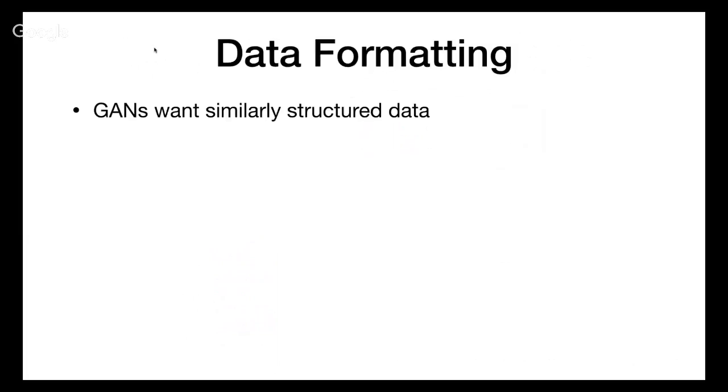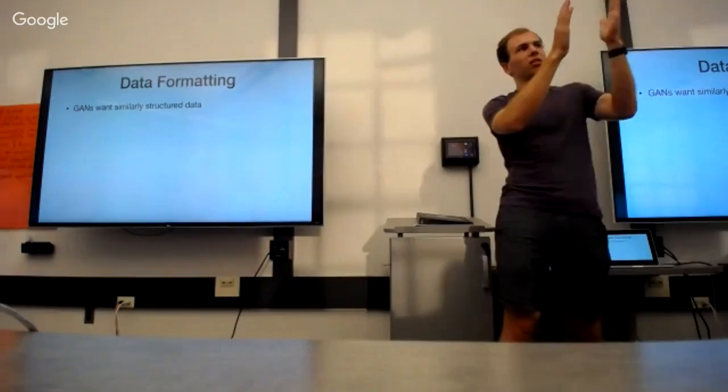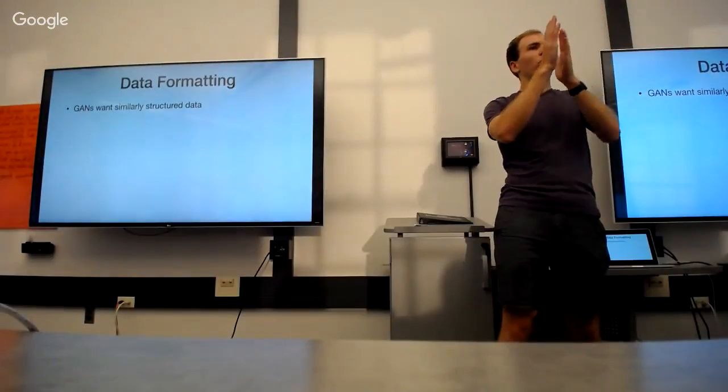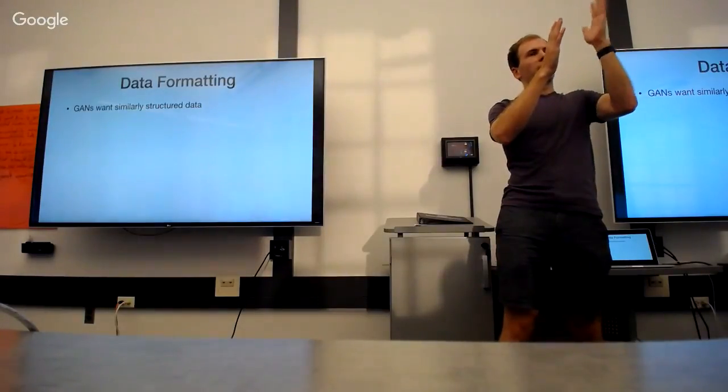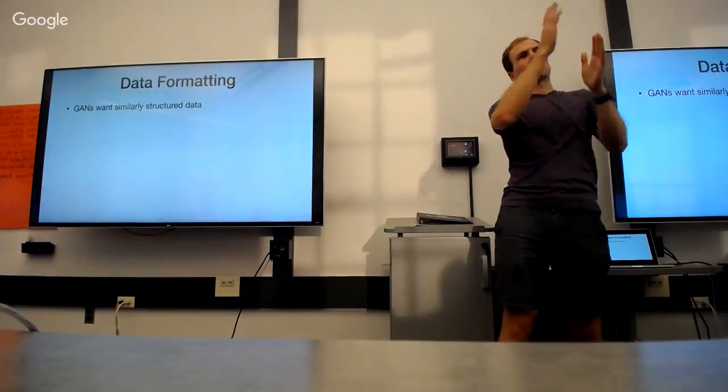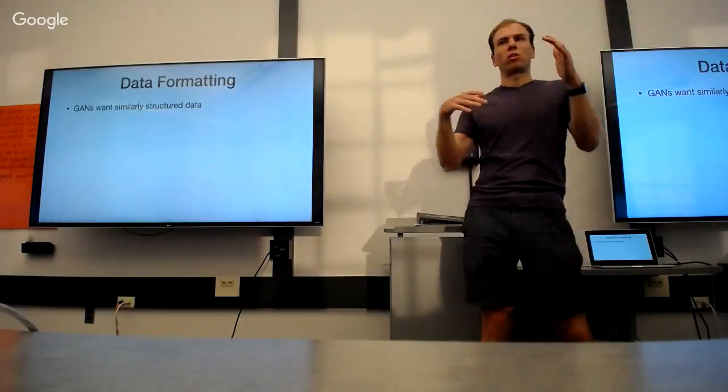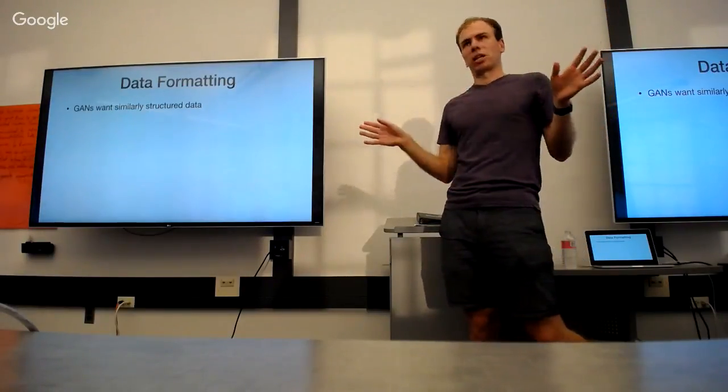So GANs want similarly structured data. They work really well if you just think about generating synthetic data. If you have one column that has values from 0 to 256 and one column that's from 0 to 1, the GAN doesn't know that. It knows that some of this data over here might look like it goes all the way up to 256 and this data doesn't. So you can easily generate values that just don't make any sense.